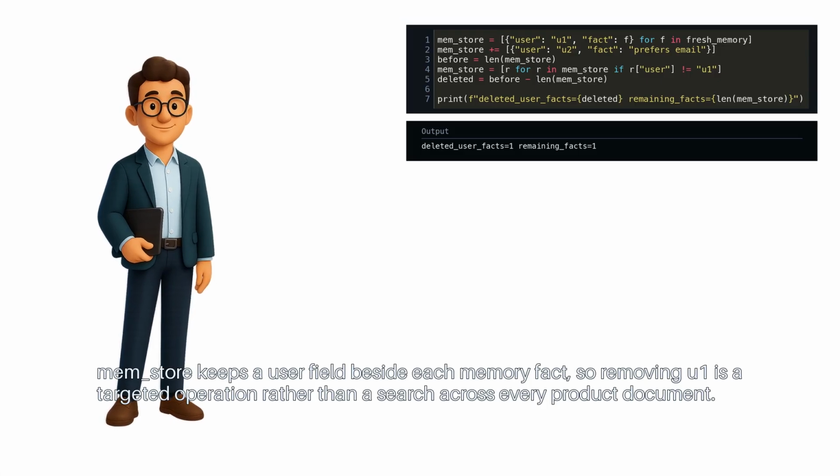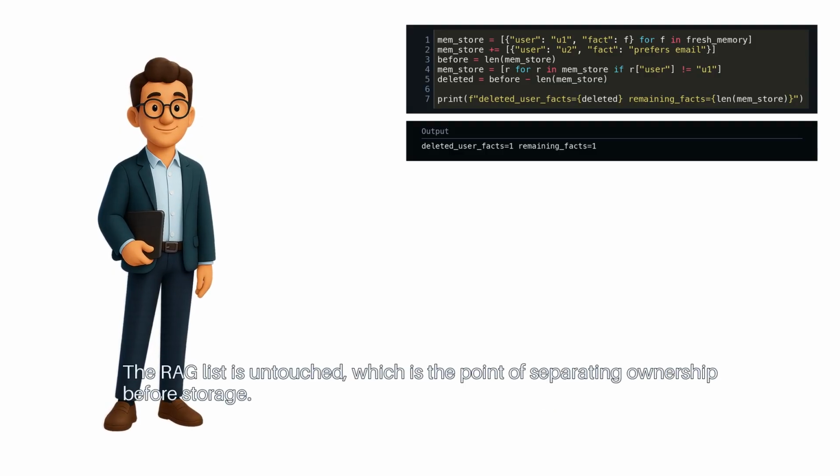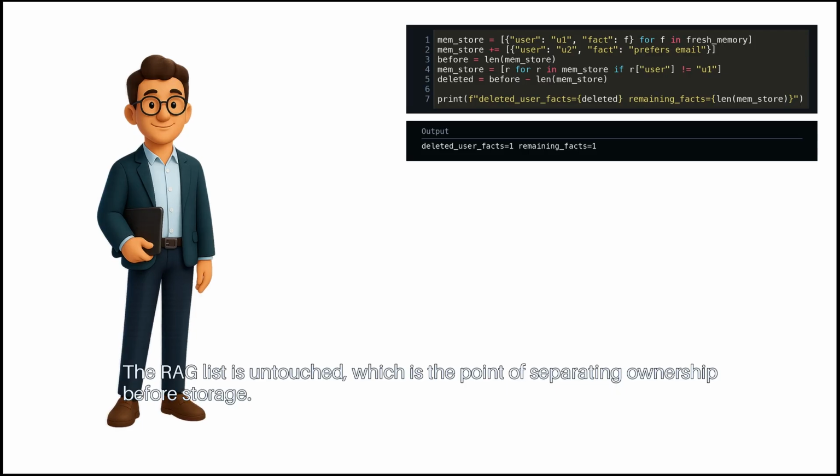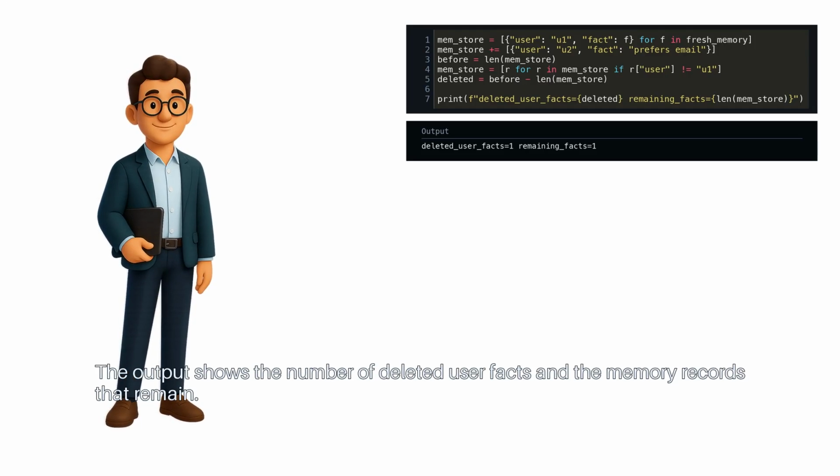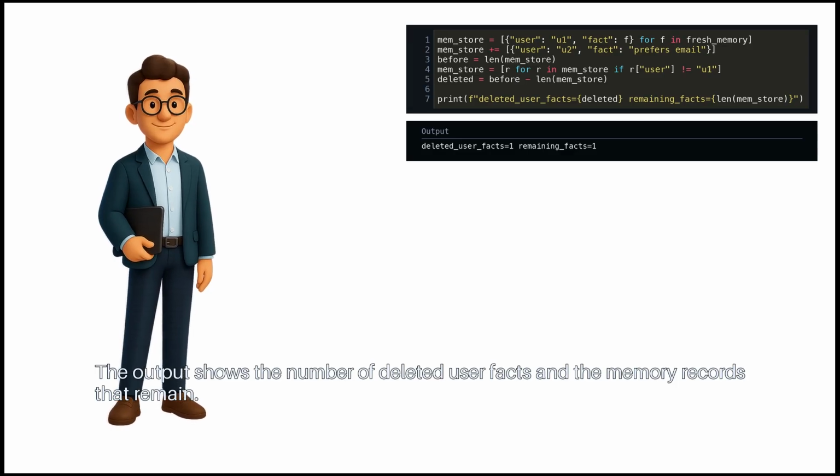is a targeted operation rather than a search across every product document. The RAG list is untouched, which is the point of separating ownership before storage. The output shows the number of deleted user facts and the memory records that remain.